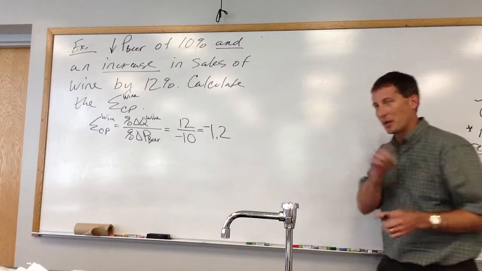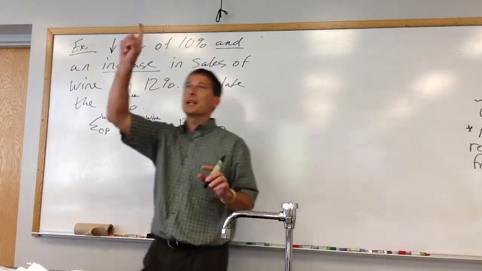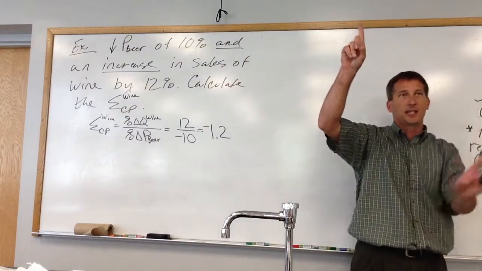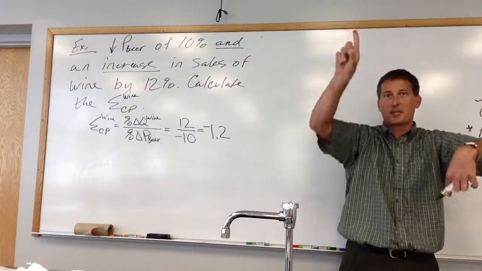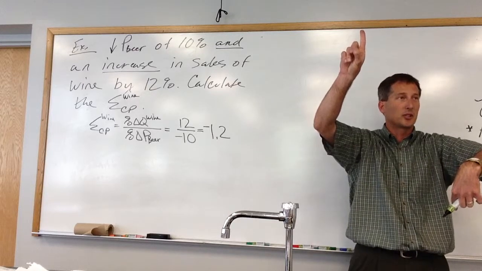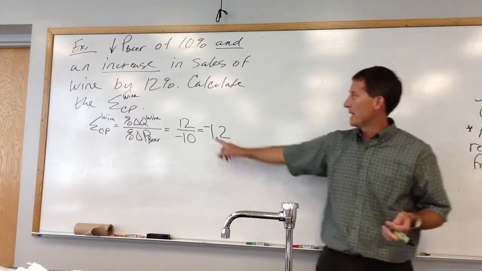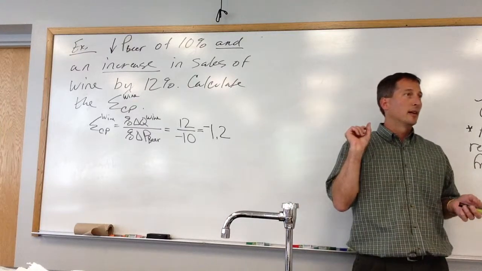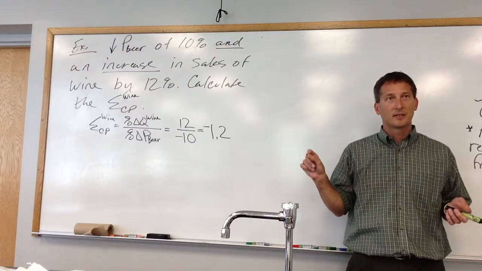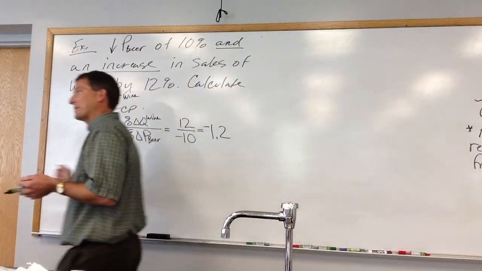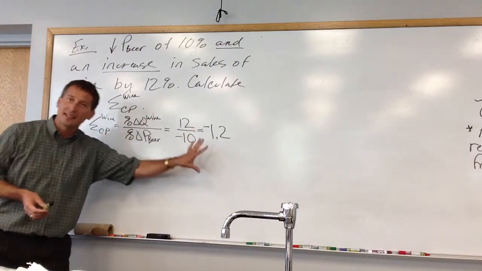So, peanut butter and jelly. Increase the price of peanut butter leads to an increase or decrease in the demand for jelly? Decrease. They move in opposite directions. A negative relationship. Beer and wine, negative 1.2. Complements or substitutes? Complements. So beer and wine go together according to the data.